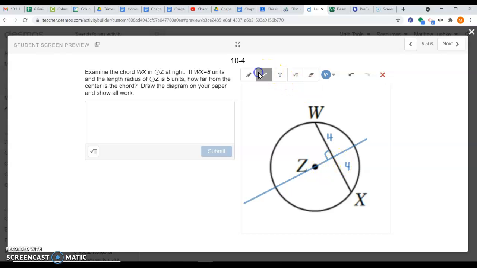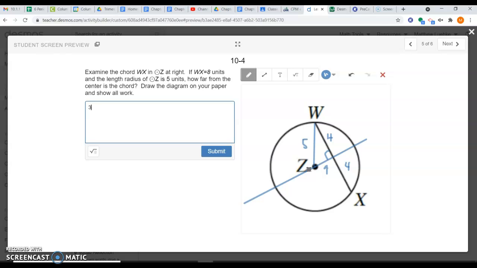Now I also know this distance from Z to W, because W is a point on the circle and Z is the center. If you go from the center out to the circle, that's a radius, and it tells me the radius is 5 units. So looking at what I just drew, I have a right triangle with a hypotenuse of 5 and a length of 4, and I can find this missing length by using the Pythagorean theorem.